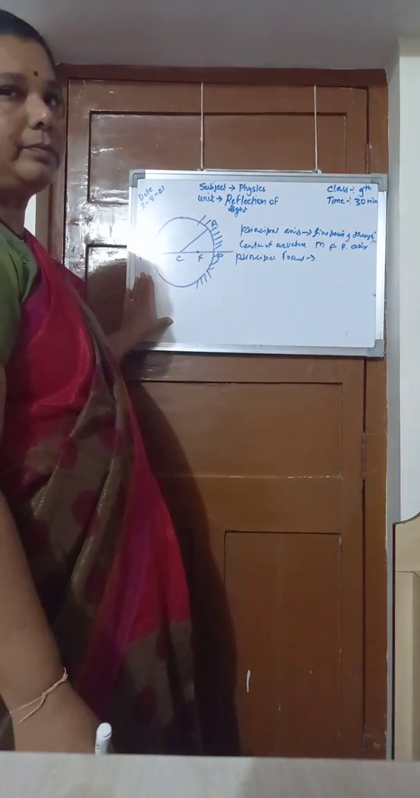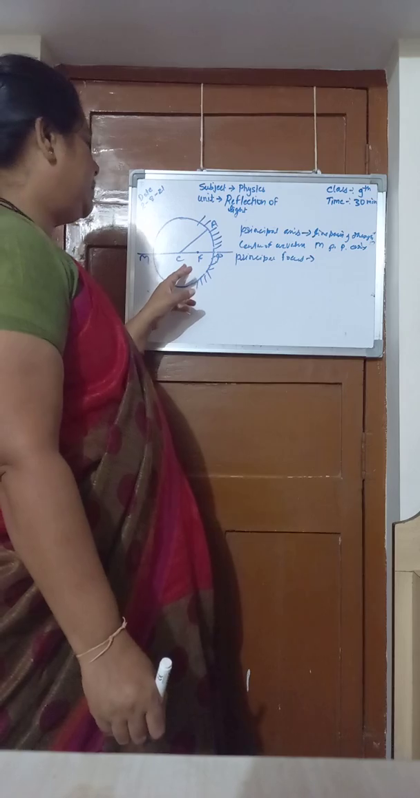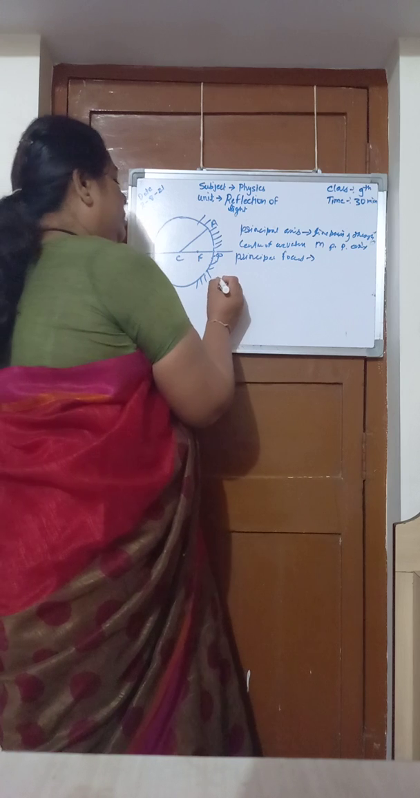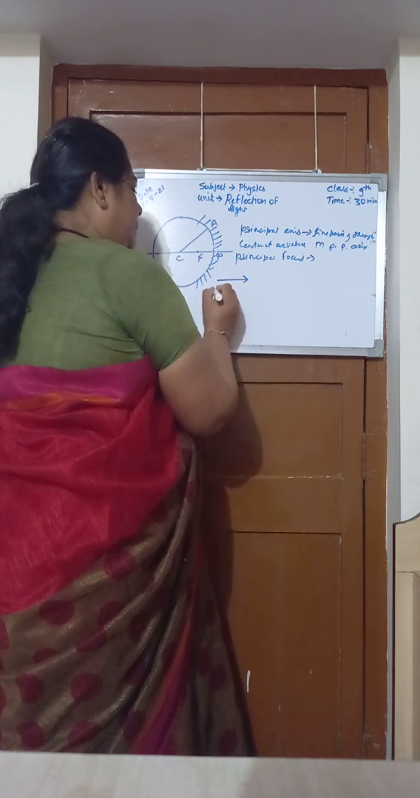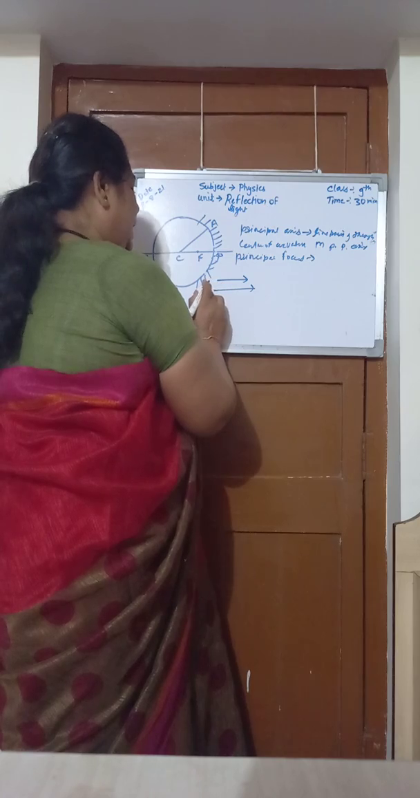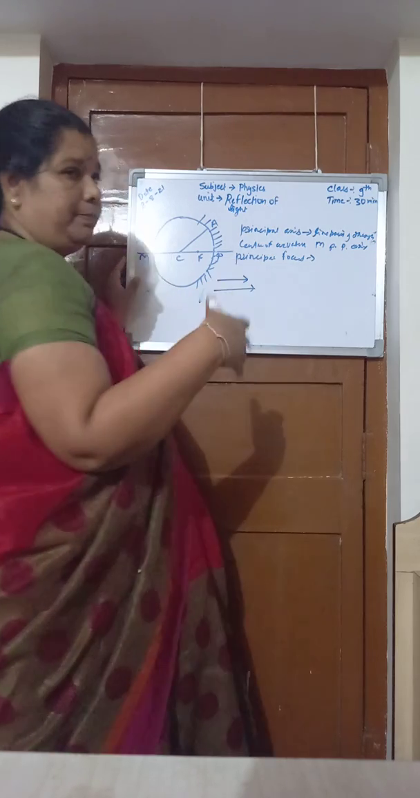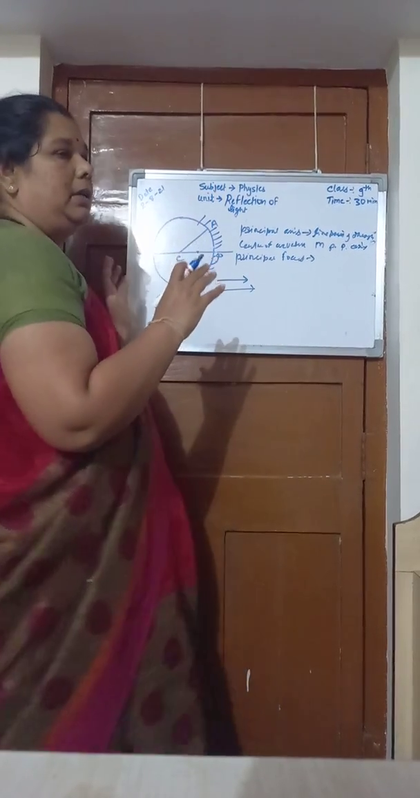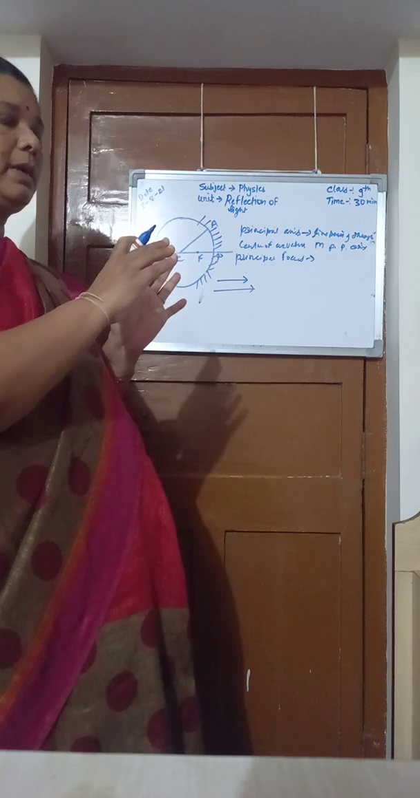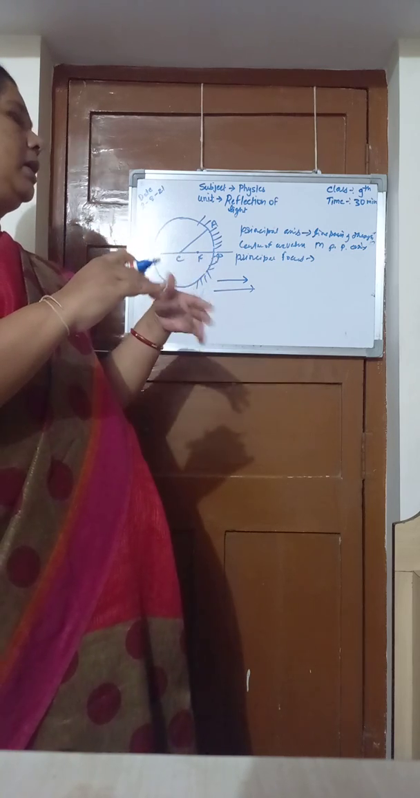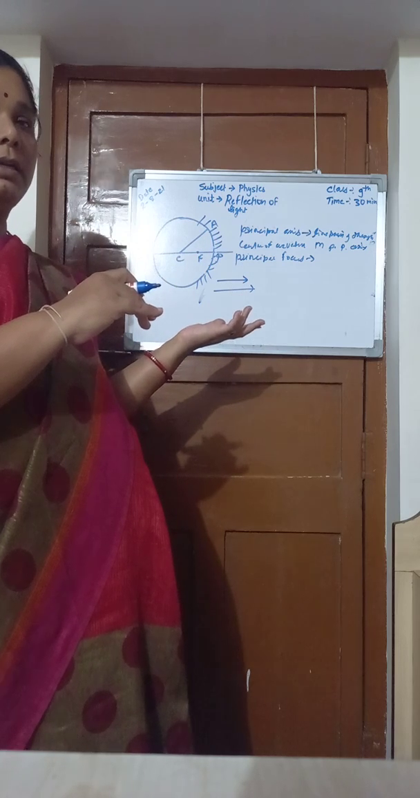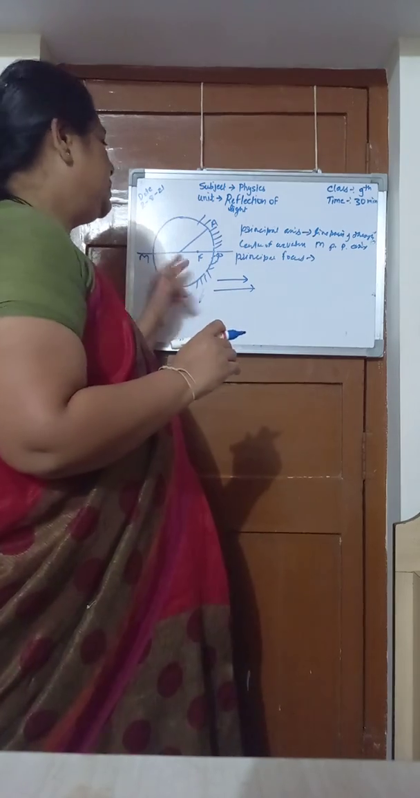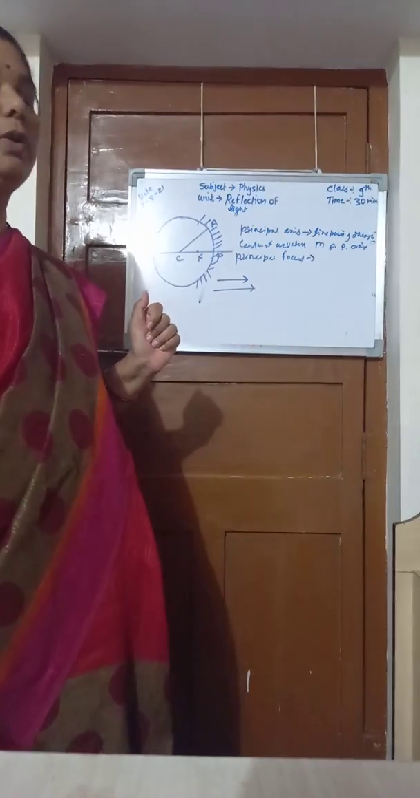Okay, got it? Then we have to see principal focus related to the convex mirror. In a convex mirror, if the incident rays are parallel to the principal axis of the convex mirror, after reflection the rays appear to come from a single point behind the mirror on the principal axis, and it is called the principal focus. Got it up to this?